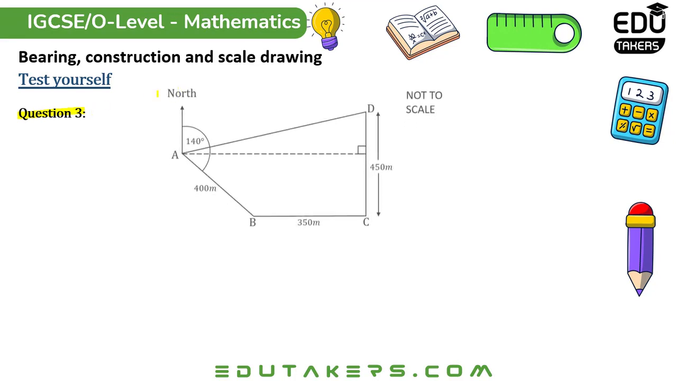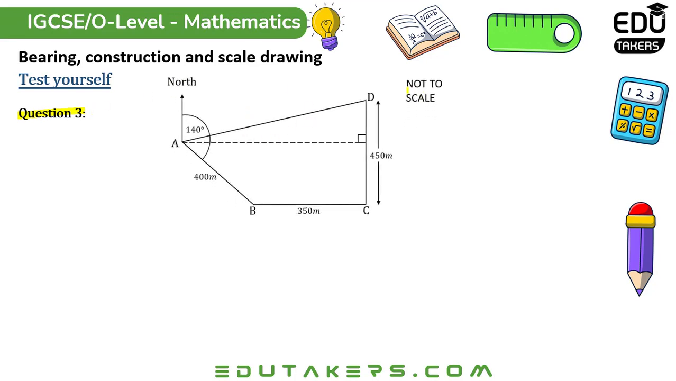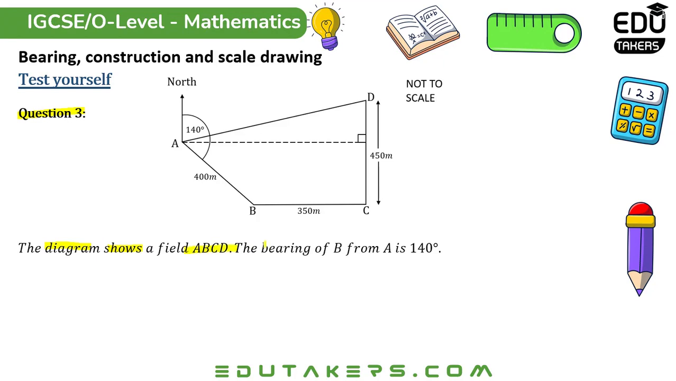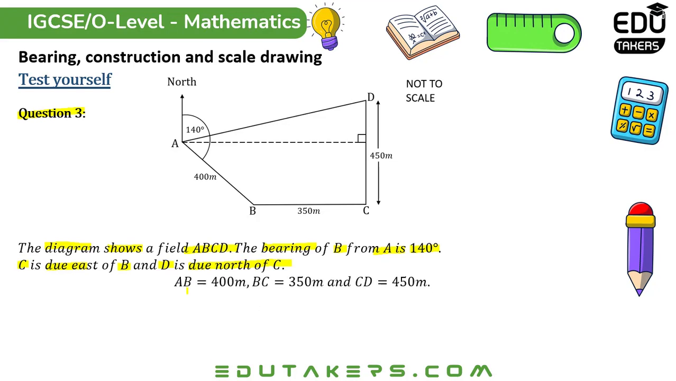Question number 3. A diagram is given which is not to scale. The diagram shows a field ABCD. The bearing of B from A is 140 degrees. C is due east of B and D is due north of C. AB is 400 meters, BC is 350 meters and CD is 450 meters. Find the bearing of D from B. It's a 2 mark question.